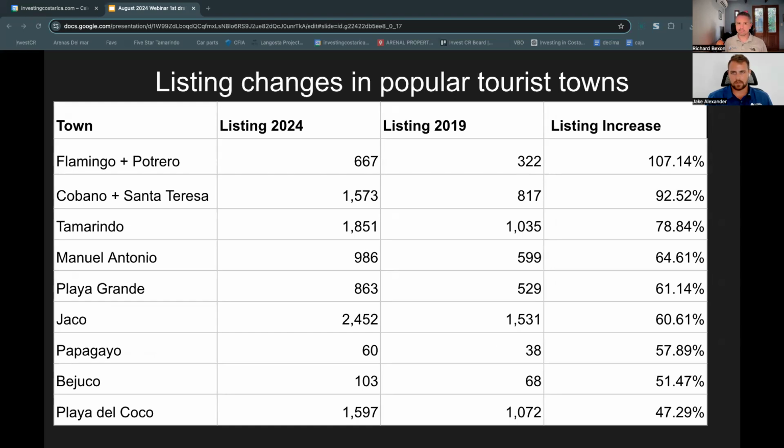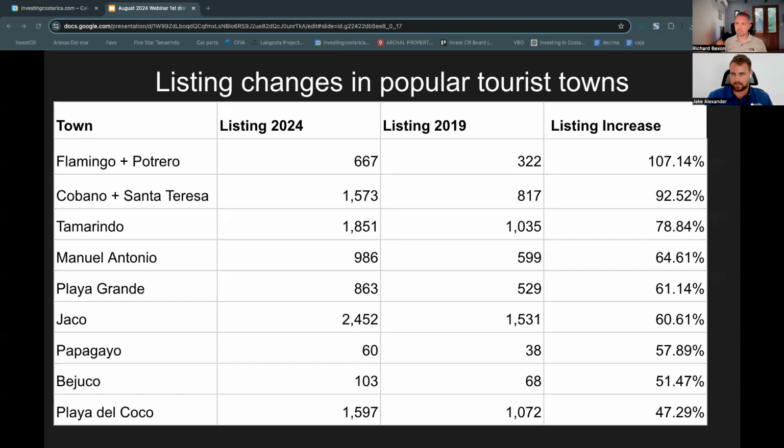So this slide, we're looking at the total number of listing changes from 2019 to 2024. And while looking at this, just keep in mind the occupancy data from the previous slide. You look at Flamingo, Potrero, this area has the highest increase in listings, but a moderate occupancy increase of 6.7%, suggesting that the area is becoming more popular. And I think it's also important to keep in mind what's happened in these areas between the times that we're looking at.